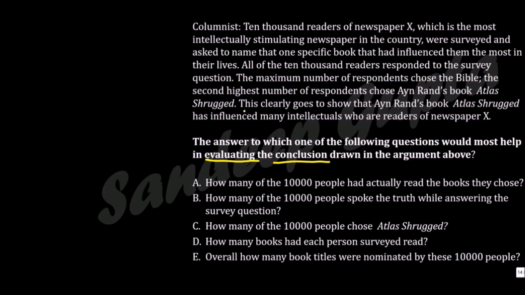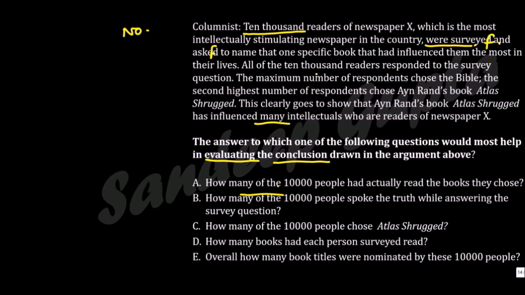Let's see. This is obviously here. It is derived from all the facts given in the beginning. This clearly goes to show that Ayn Rand's book Atlas Shrugged has influenced many intellectuals who are readers of newspaper X. Now let's see right from the beginning. 10,000 is a number, it is given, which means it is a fact. And asked is a fact, to name that one specific book that had influenced them the most in their lives.